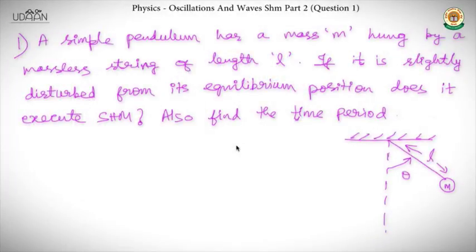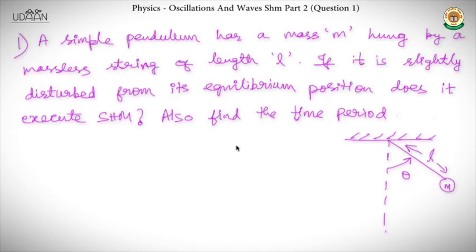On the first question in simple harmonic motion. Very quickly put, it's a simple pendulum that has a mass of m and it's hung by a massless string of length l. Now if we slightly disturb this mass from its equilibrium position, will it execute SHM? That is the question. If it does so, also find out the time period for the same.